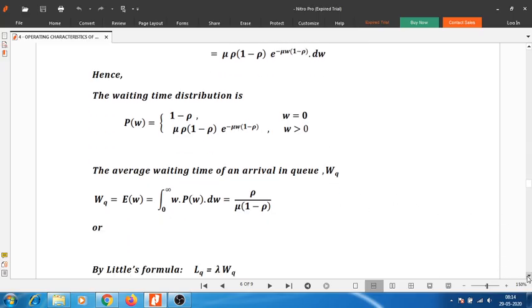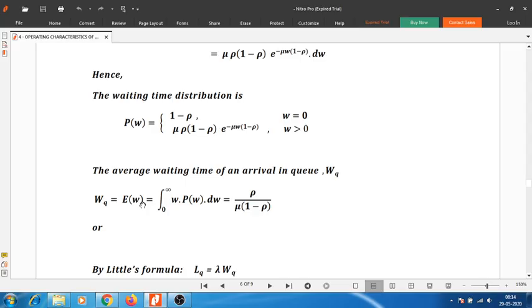Now we need to calculate the average waiting time of an arrival in the queue, that is the expectation of W. I changed the notation here: instead of N, I can write W also. We don't have any objection. The reason is very clear: it is the waiting time distribution, and the waiting time distribution is always a continuous function, so you can write it that way.